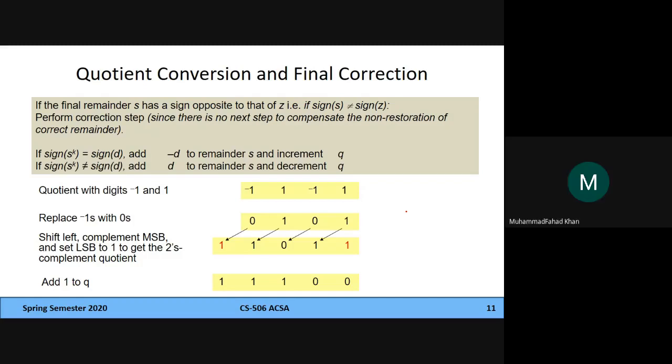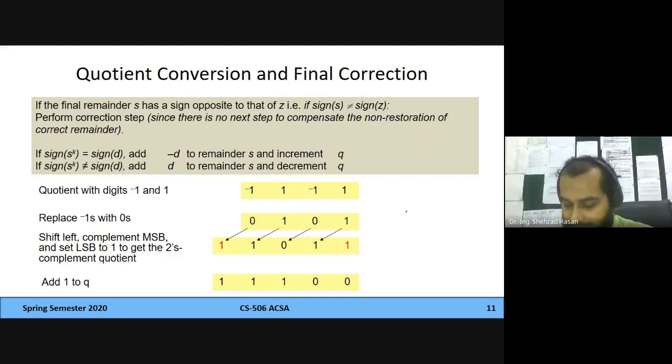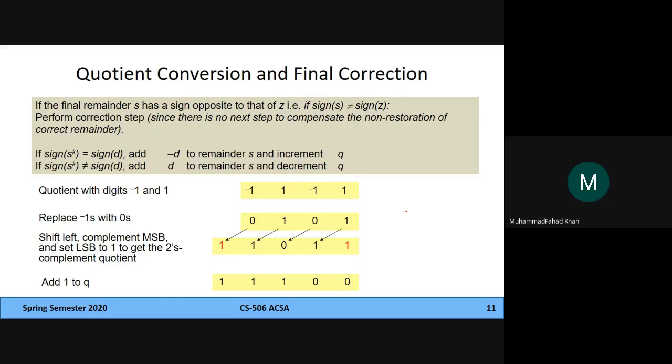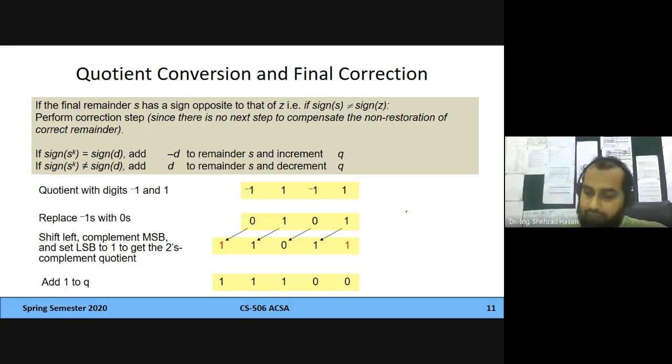Sir, I have added the two's complement, which is a division, which is a subtraction. So the answer is 11101. Right. So that's the right answer for the remainder.